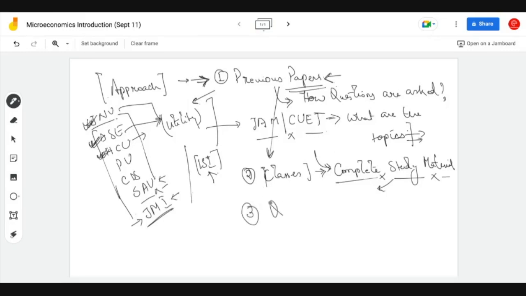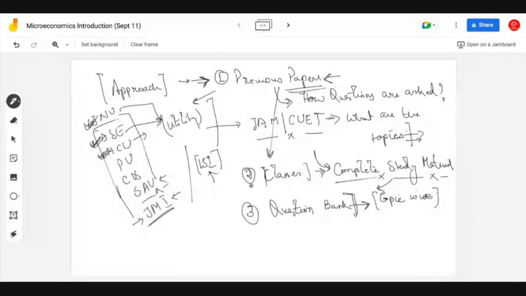The third part is your question bank. The question bank will be topic-wise. Within microeconomics, let's say there are 6 or 7 chapters. Each of these chapters will get its own question bank. Apart from that, we'll be giving question banks for the complete subjects: 100 questions for micro, 100 questions for macro, 100 questions for statistics and mathematical economics.